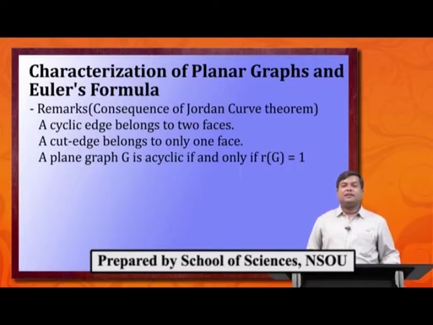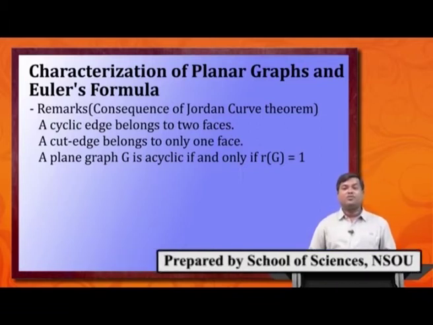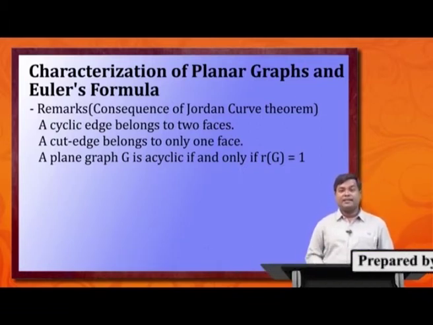The first one: a cyclic edge belongs to two faces. It's obvious, right? We already said a closed Jordan curve will divide the entire plane into three different parts: exterior, interior and the Jordan curve itself. So it divides the plane into two regions. Therefore a cyclic edge belongs to two faces, one is exterior, another one is interior.